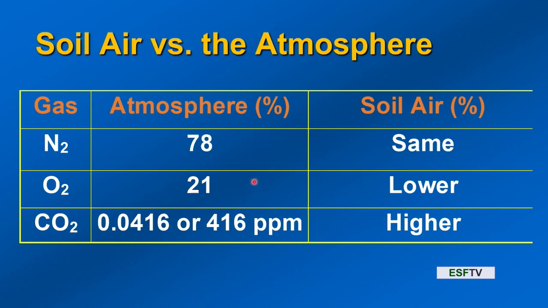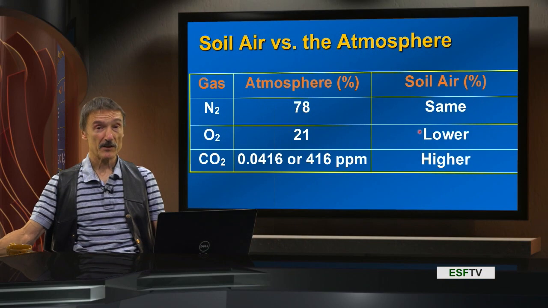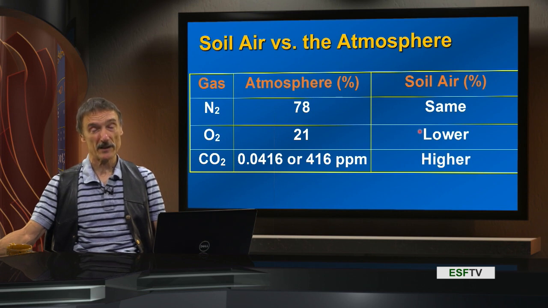So then we compare that to the soil air. The concentration of nitrogen in the soil air is about the same, the biggest percent. It's inert. And the concentration of oxygen in the soil air is lower than the atmosphere. How much lower depends on a bunch of variables that we'll talk about. The same is true with carbon dioxide. The concentration of carbon dioxide in the soil is higher than in the atmosphere, and how much higher depends on several of the variables we'll talk about. So this leads us into that discussion for soil aeration.